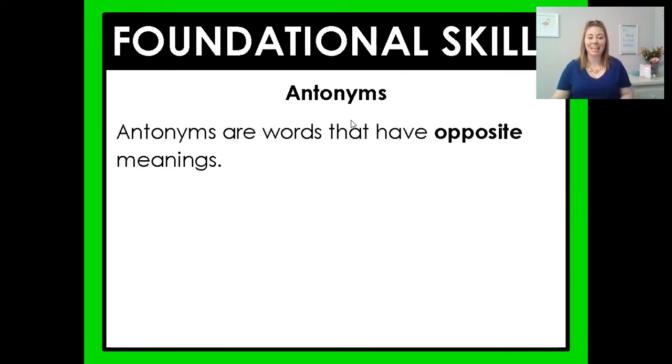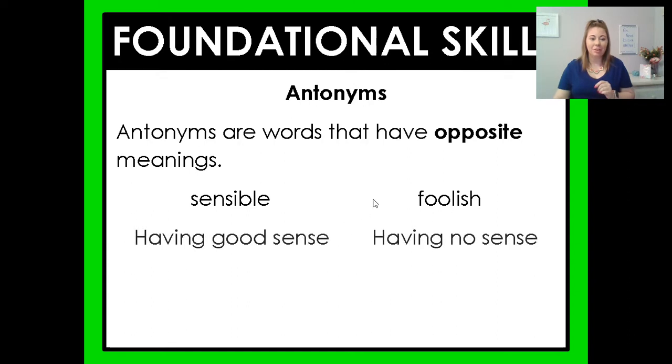So antonyms. Antonyms are words that have opposite meanings. So for example, we have the words sensible and foolish. Let's talk about what those words mean because they're antonyms. The word sensible means having good sense, like, that makes sense, that was a good decision. Foolish is having no sense, the opposite, right?